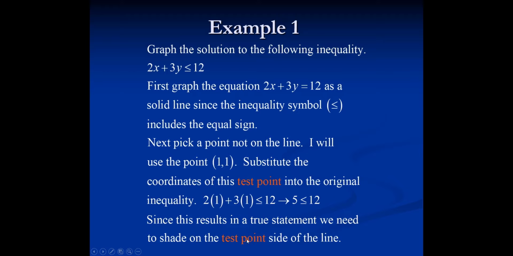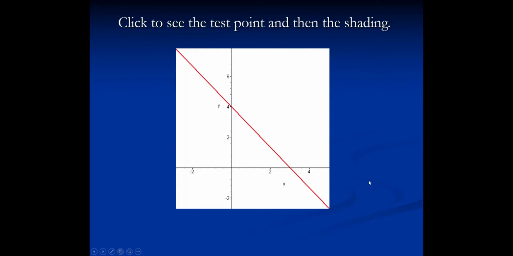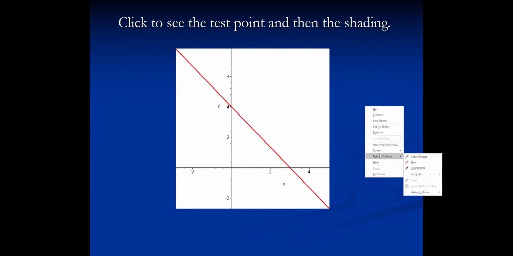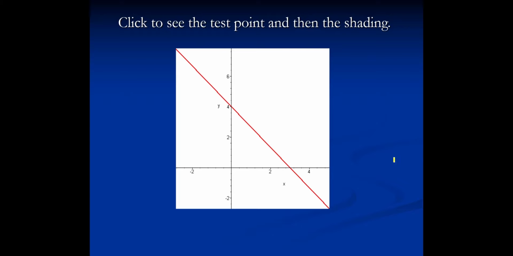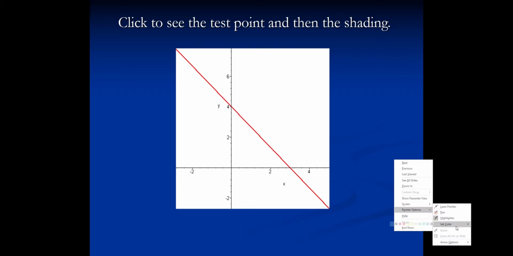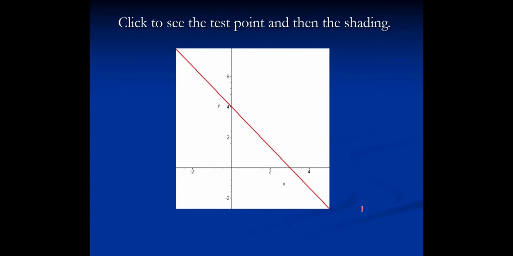That means we shade on the test point side of the line. Okay? So there's the line, and what I can actually do here is take my pointer and turn it into a pen or a highlighter. If I turn it into a highlighter, and if I don't like that color, I can turn it into a highlighter that's a different color.